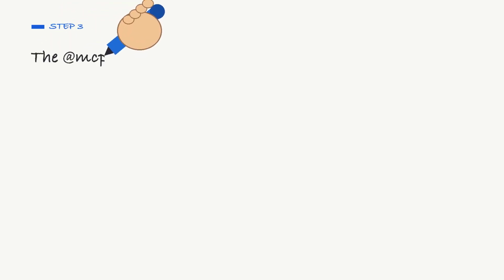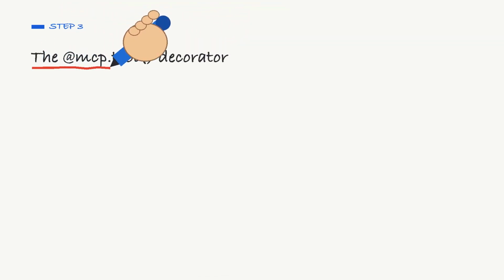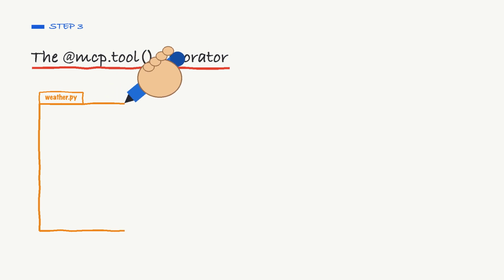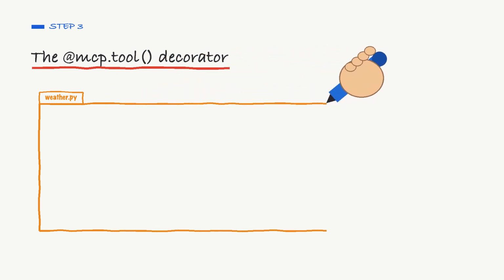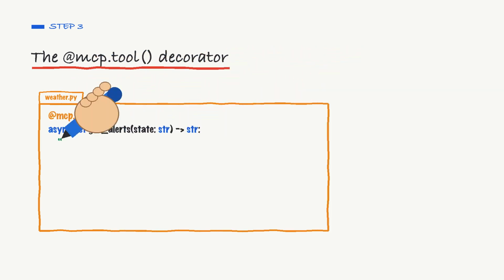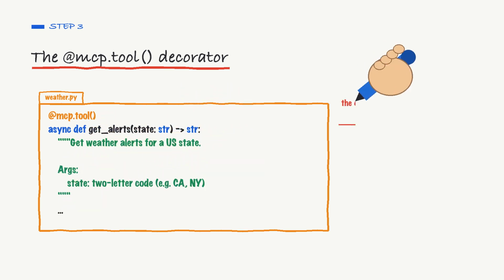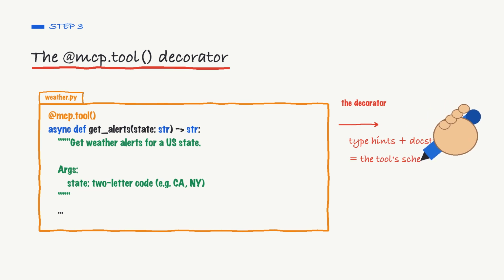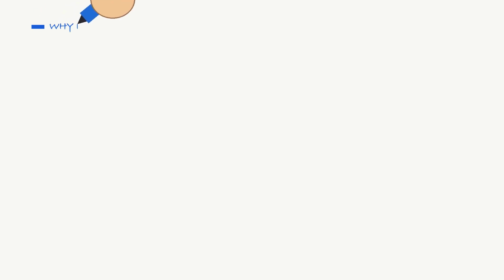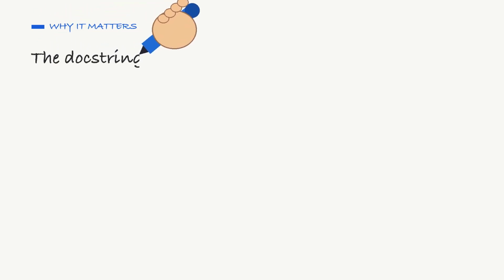Step 3, the magic. You write a normal Python function and put one decorator on top, mcp.tool. FastMCP reads the function's signature, the type hints, and the docstring, and generates the tool schema from them automatically. No handwritten JSON schema, no boilerplate. The function is the definition. Pause on that, because it changes how you write code.